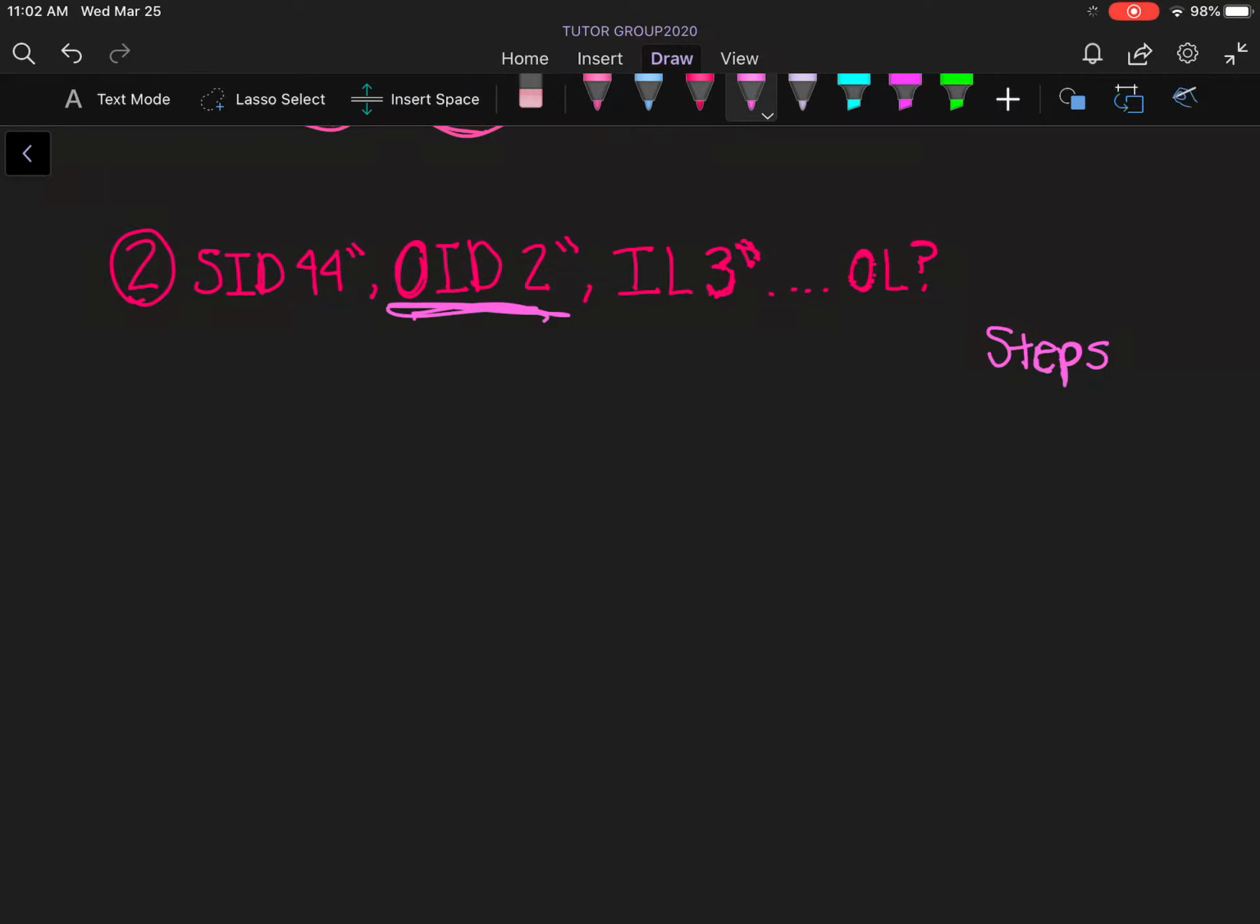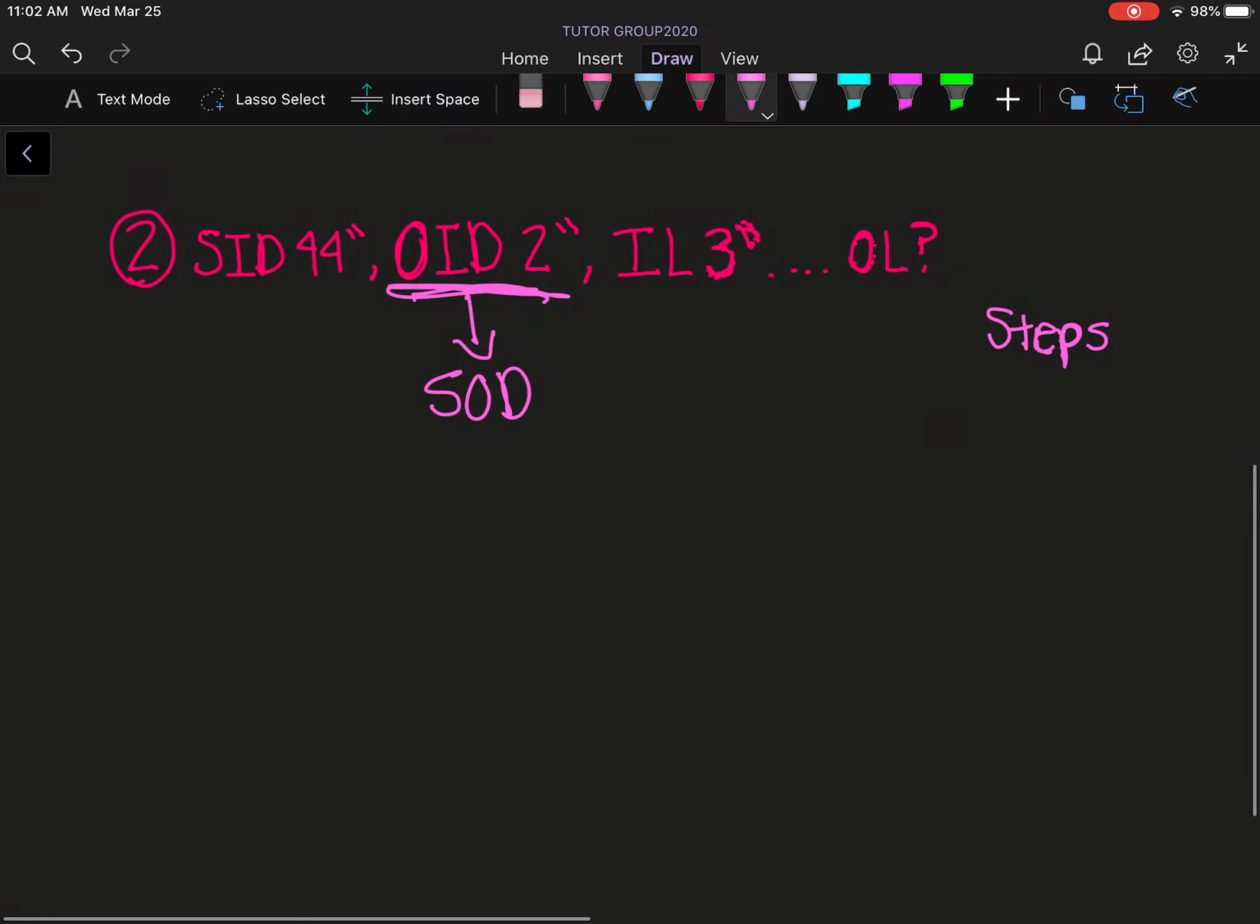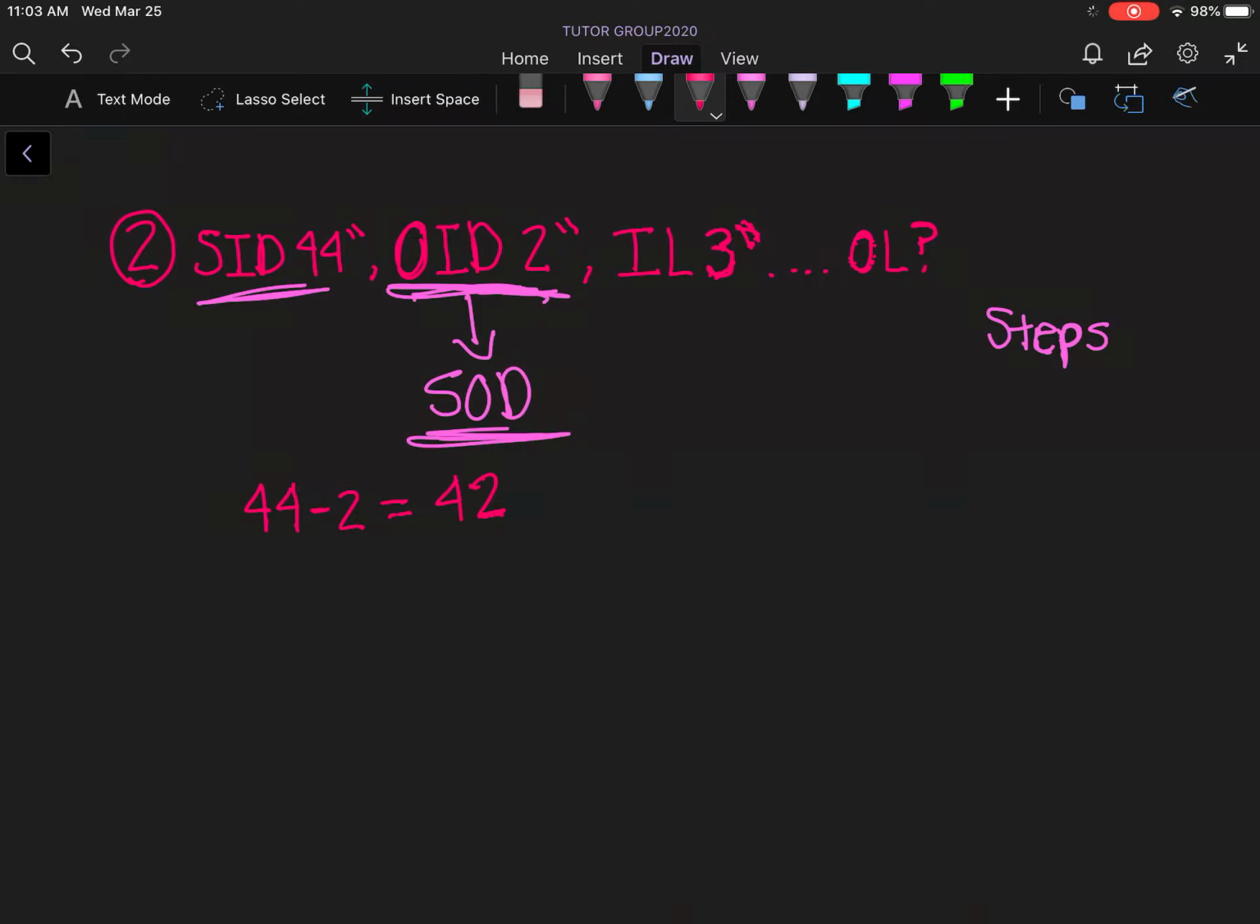We got to get rid of this, because we need it to be SOD to set up our formula. To find your SOD, all you're going to do is subtract your SID from your OID, and that will give you your SOD. So we know that 44 minus 2 equals 42, and that is our SOD.